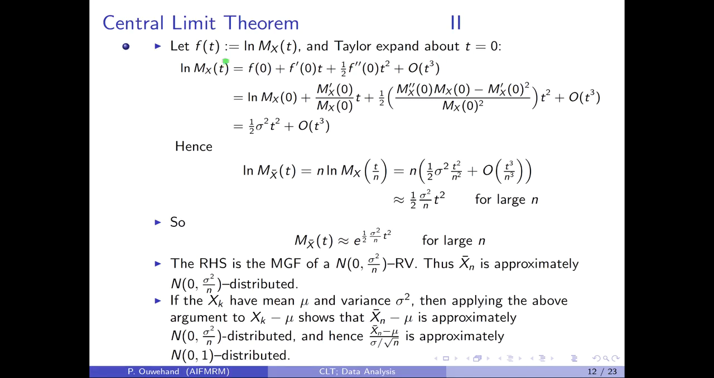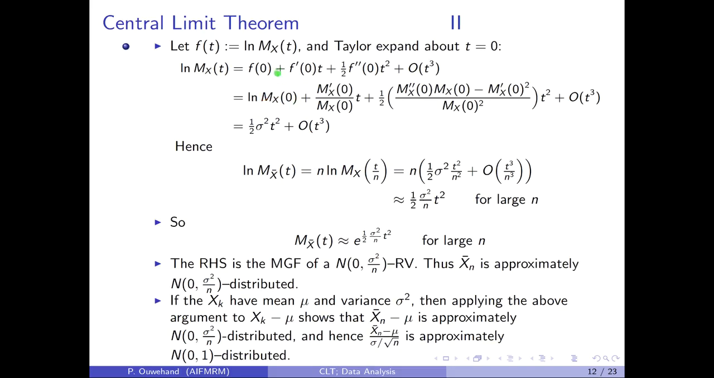In that case, the logarithm of the moment generating function evaluated at t is just f of 0 plus f prime 0 times t plus a half f double prime 0 t squared plus terms of order t cubed and higher. Now f of 0 is just the logarithm of the moment generating function evaluated at 0, and the moment generating function of any random variable evaluated at 0 is 1. So this is the logarithm of 1, and the logarithm of 1 is 0. This term disappears.